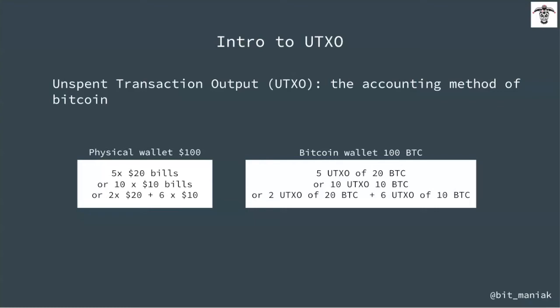So how does a Bitcoin transaction work? Well, essentially, a transaction works by consuming existing UTXOs and producing new ones. So let's have a look at an example.